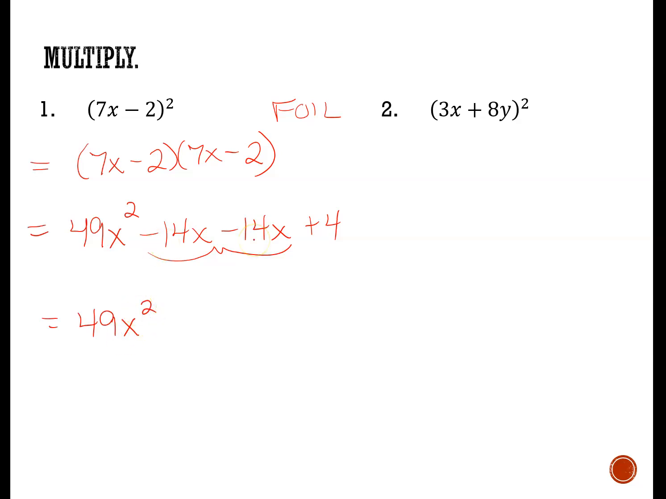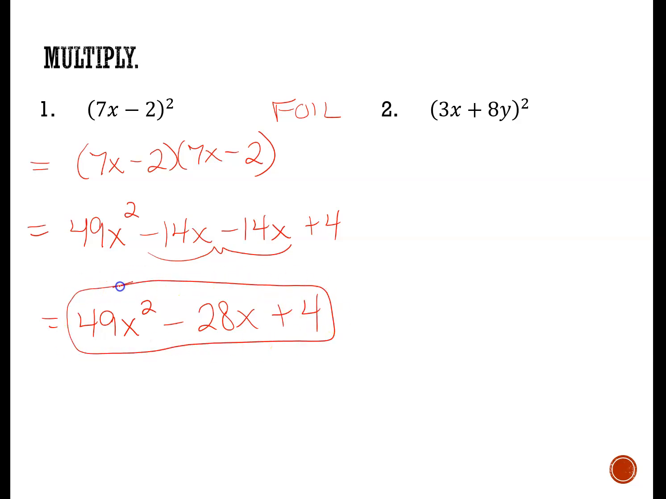Negative 14 and negative 14, same signs, add and keep the sign. And it stays x because we're adding. And we still have our plus 4. And there's our answer. Notice it is not the same answer that we would get if we tried to just square the 7x and square the 2. Has to be done this way. So go ahead and try number 2 on your own.